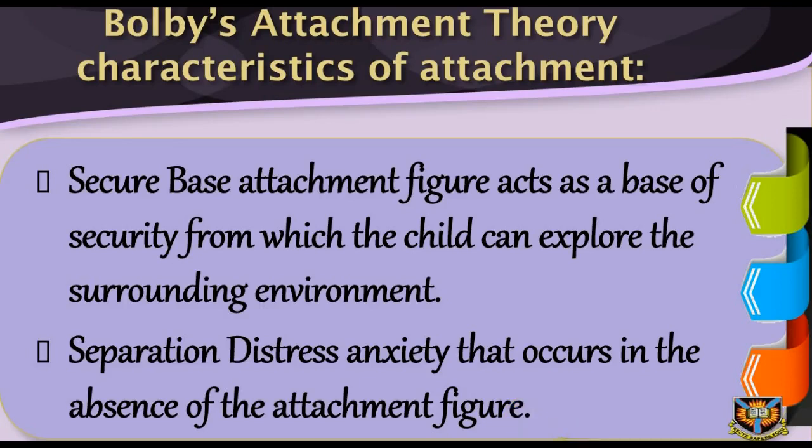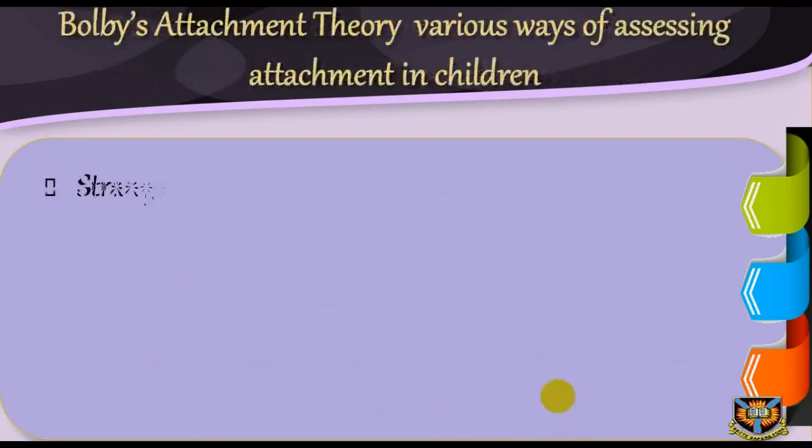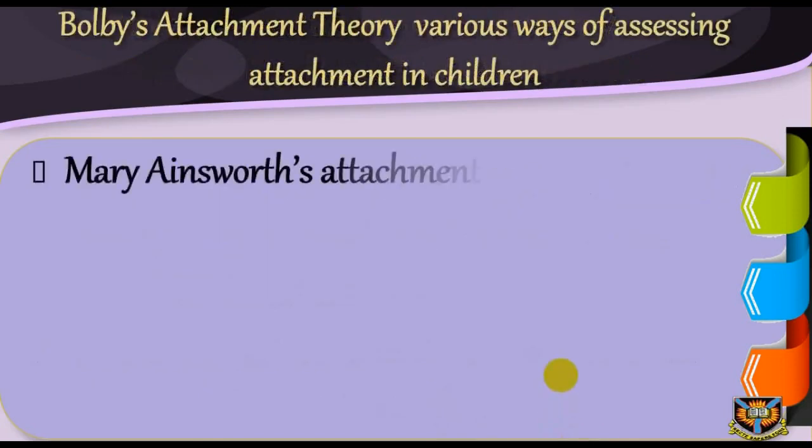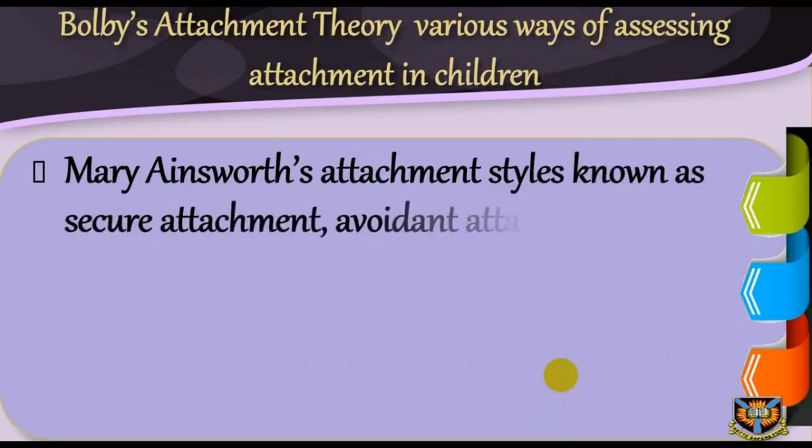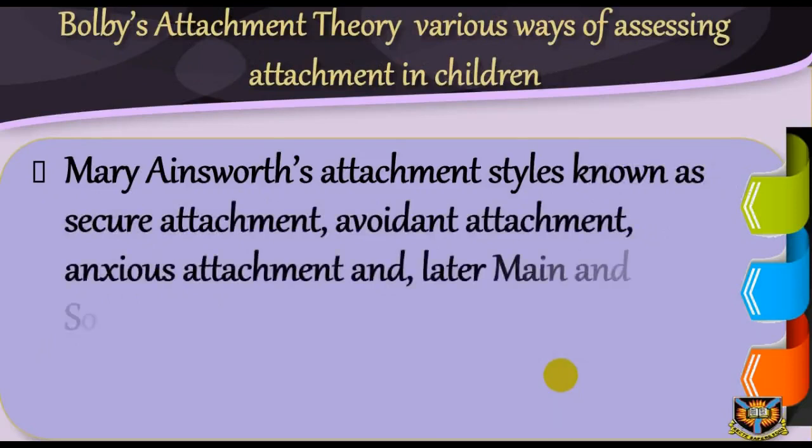Mary Ainsworth developed a theory of a number of attachment styles in infants, in which distinct characteristics have been identified, known as secure attachment, avoidant attachment, and anxious attachment. Later, Main and Solomon, 1986, added a fourth attachment style known as disorganized insecure attachment. Attachment styles.